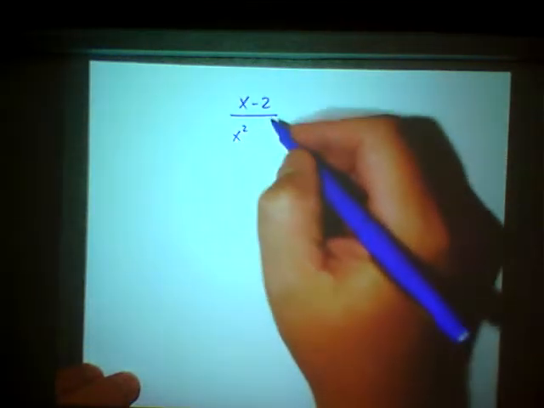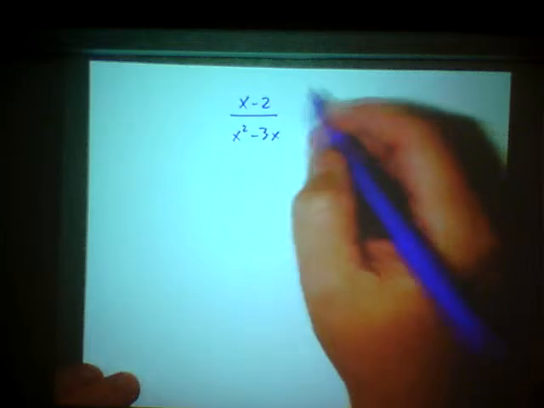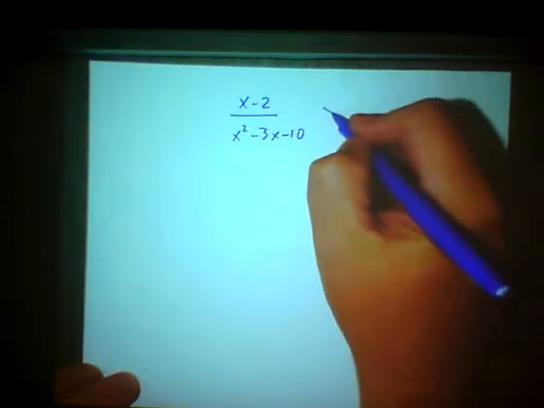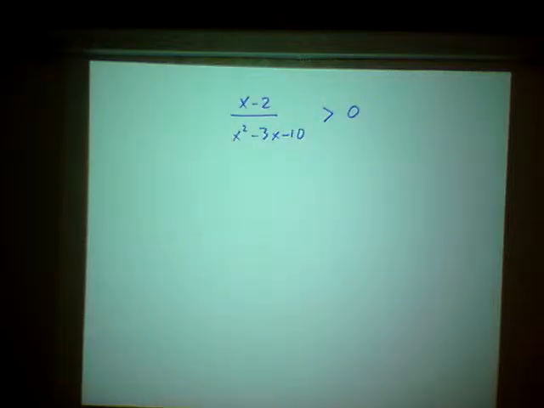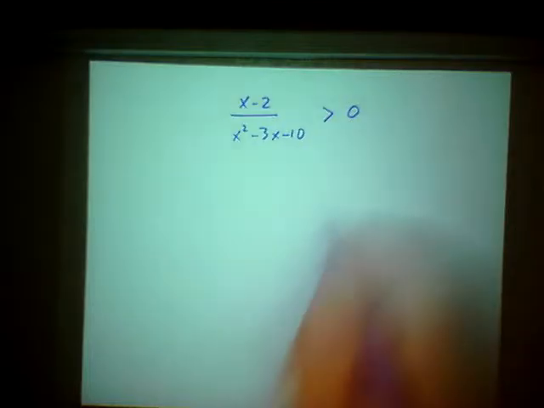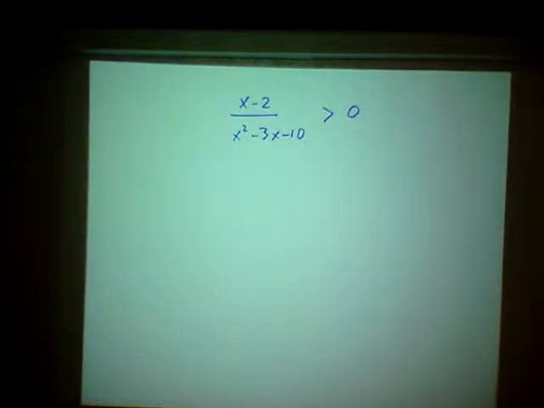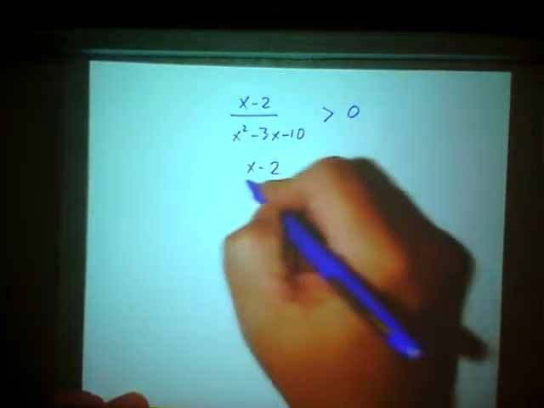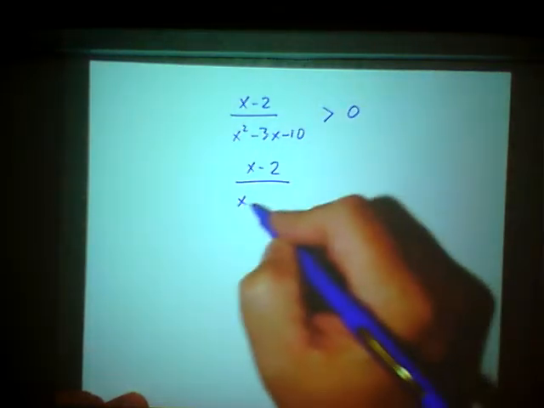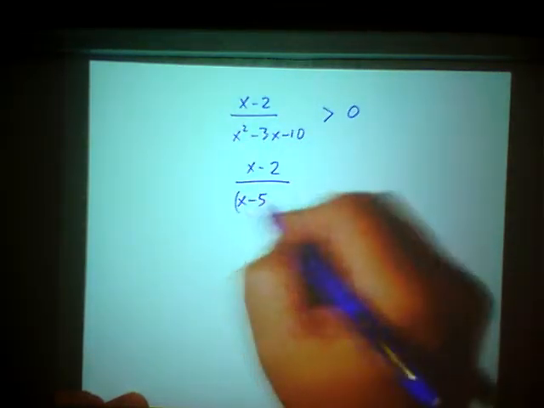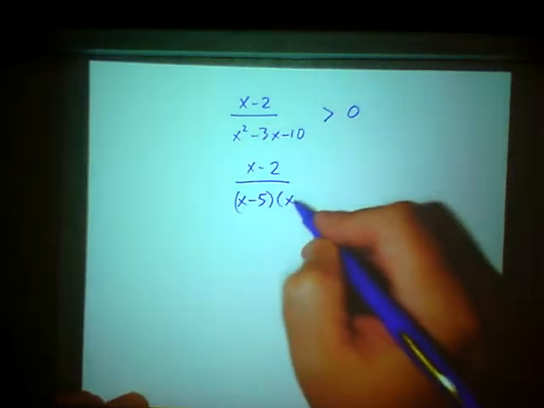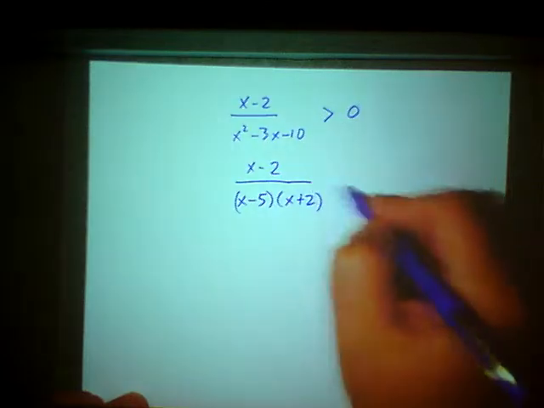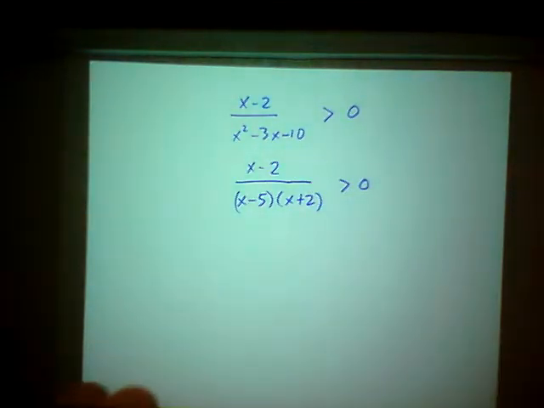x minus 2 over x squared minus 3x minus 10, all that greater than 0. Well, the first step is to make sure one side is 0, and I already have that here. Now I need to factor, and it looks like the denominator is going to factor. So now I'm going to have, looks like it's x minus 5, x plus 2. And all of that is greater than 0.